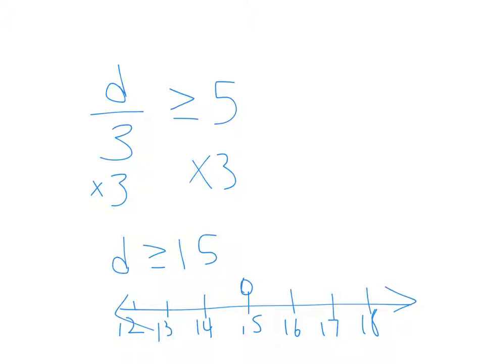So again, it would be a filled-in circle. And now let's check that whole 0 thing that I was talking about. Let's see if 0 is a solution here, if I plug that in. Is 0 true about this? No, it's not. 0 is not greater than or equal to 15. So instead of going the 0 direction, I'm going to go the opposite direction, which is this direction, which makes sense.